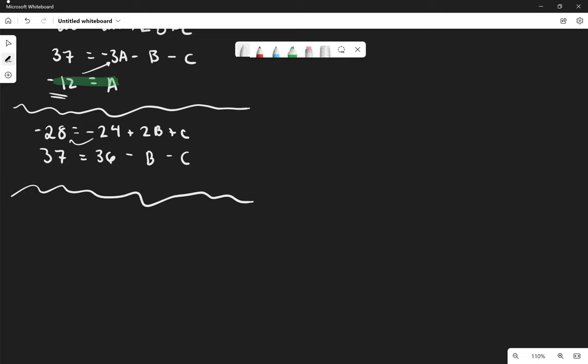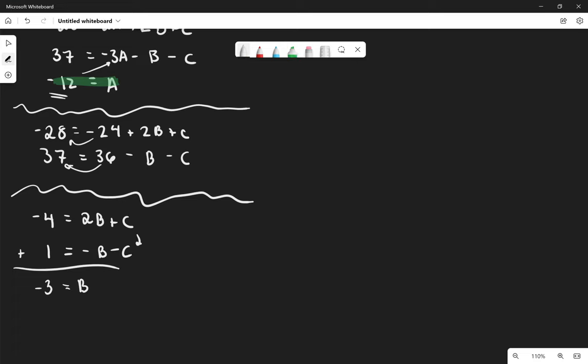Now I'm going to add these two constants over here. Negative 28 plus 24, I add it over, I get negative 4. 2b plus c. I subtract 36, I get 1. Negative b minus c. And here we go, it's not too bad. I'm going to add these equations, because that'll get rid of my c. C minus c is 0, negative 4 plus 1 is negative 3, 2b plus negative b is b. And there's b equals negative 3.